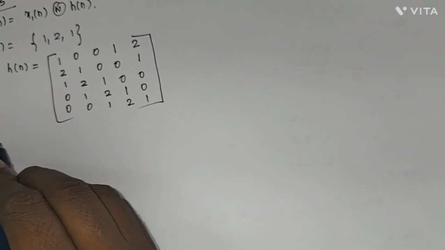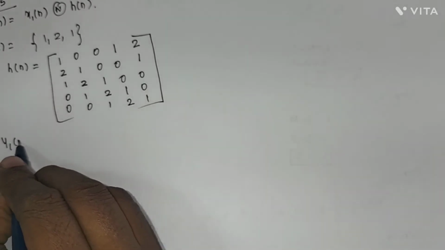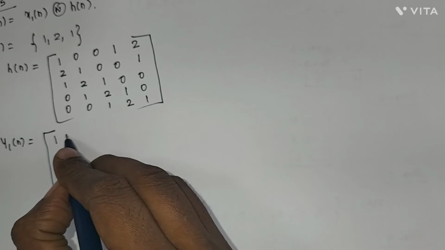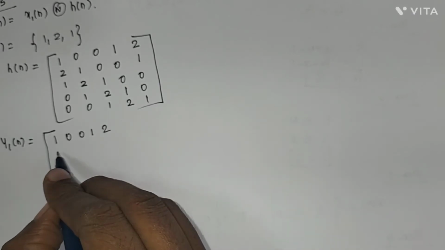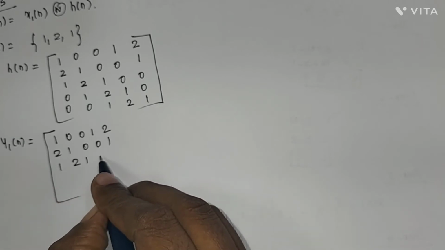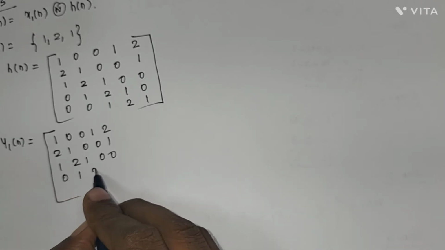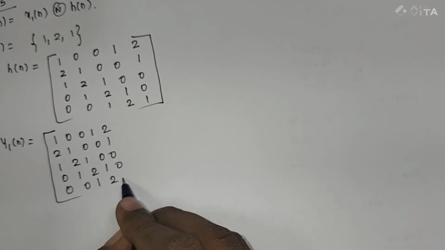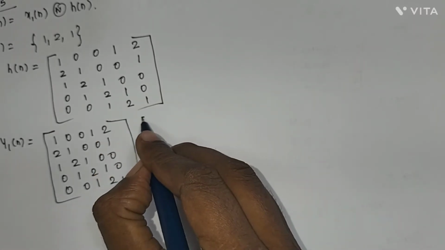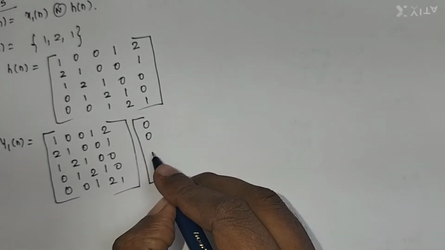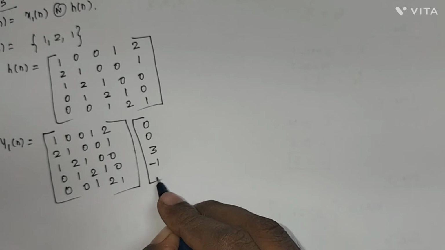So to find y of n, write the circular form matrix, that is 1, 0, 0, 1, 2, 2, 1, 0, 0, 1, 1, 2, 1, 0, 0, 0, 1, 2, 1, 0, 0, 0, 1, 2, 1. And the input sequence, the first one, is 0, 0, 3, minus 1, 0. A simple matrix multiplication.